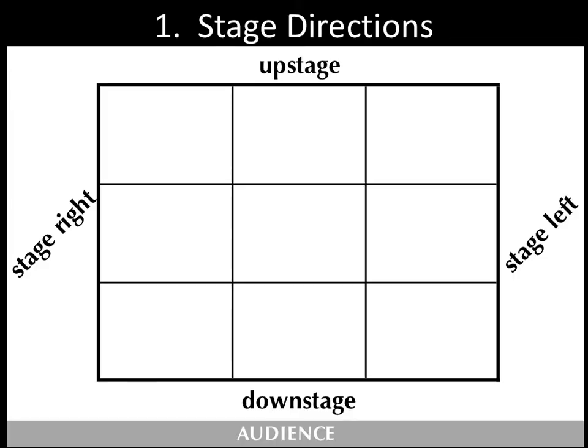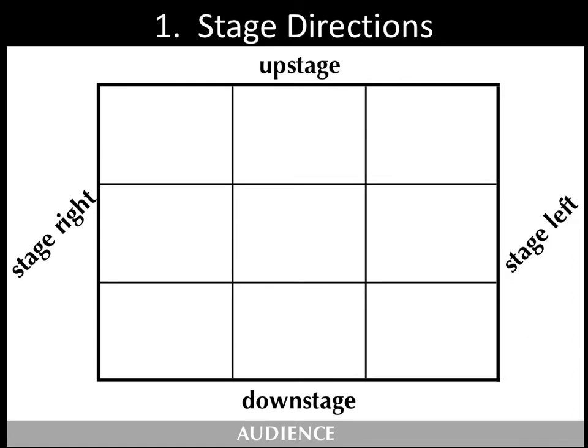So, starting with stage directions, we are now looking down on the floor of a performing area. So that's what that big rectangle is. And it's been divided up into 9 different spaces, kind of like a tic-tac-toe board. And I want to point out that the audience is at the bottom of this diagram. And you have to understand several concepts here. You have to understand up and down. Down is toward the audience. So up is away from the audience.